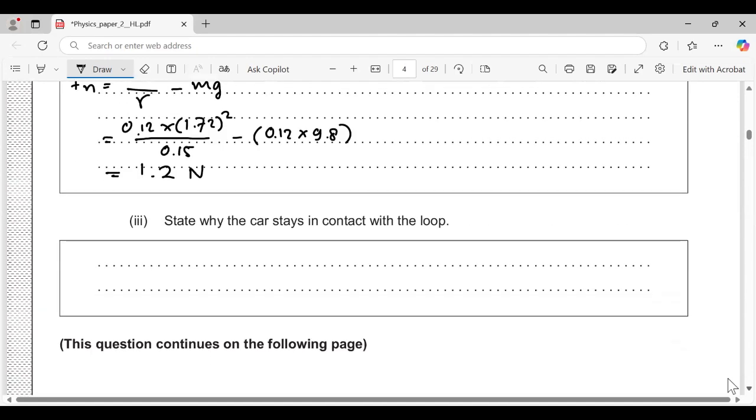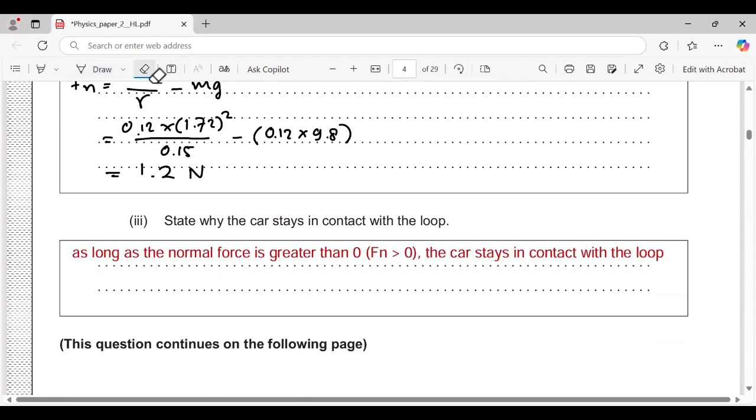State why the car stays in contact with the loop. I have provided my opinion about this. As long as the normal force is greater than zero, the car stays in contact with the loop. Because the normal force exerted by the loop on the car at the top of the loop is still positive and non-zero. So that's why the normal force is greater than zero. Next question.